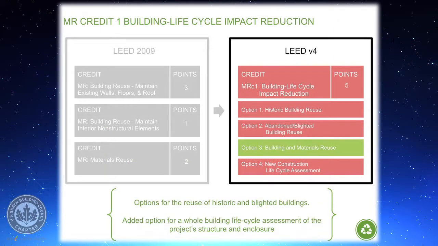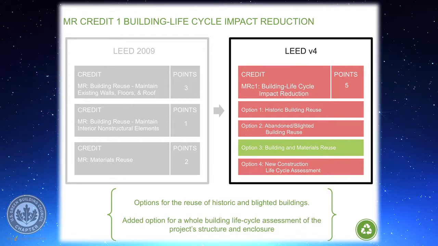So the first complicated graphic here, and I will note that we are looking at option level as opposed to credit level, just to help give everyone a better understanding of how the credit works. The first credit is called Building Lifecycle Impact Reduction. So this is where you're earning points for either reusing a building, or if you have a new building, completing a whole building lifecycle assessment.